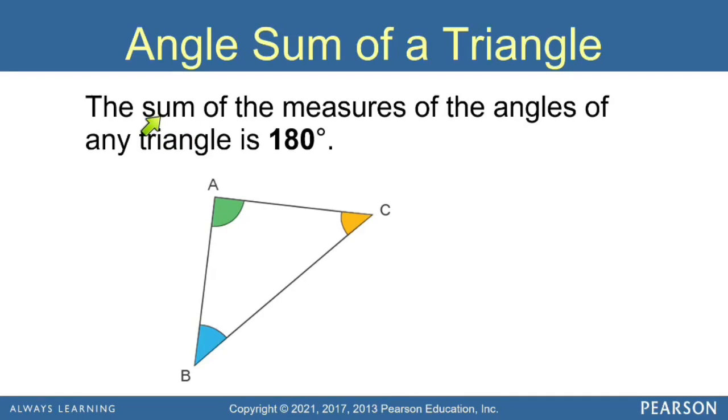So you probably already know that the sum of the measures of the angles of any triangle is 180 degrees. And here we've got just any old triangle, not a specific type of triangle. And so you can see we've got three angles here.